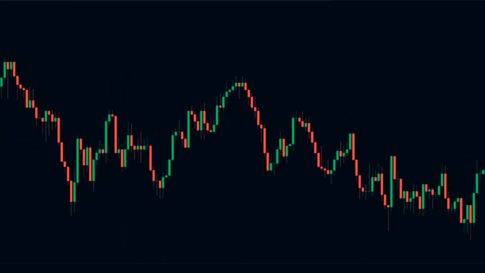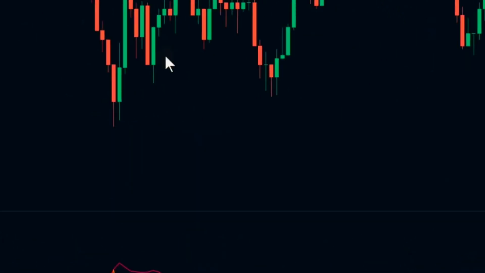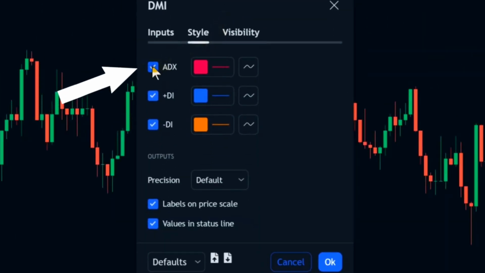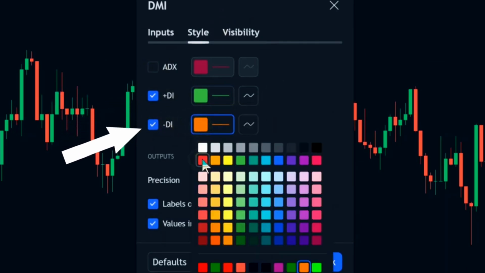To set up this indicator, access the settings panel and make some adjustments. Uncheck the ADX plot, change the plus DI color to green, and the minus DI color to red, then click OK.